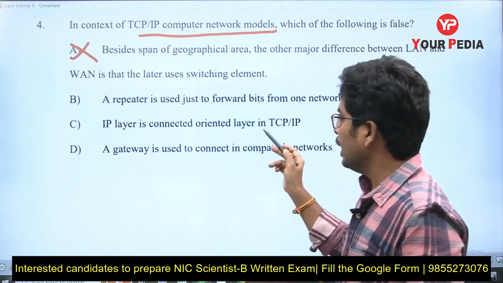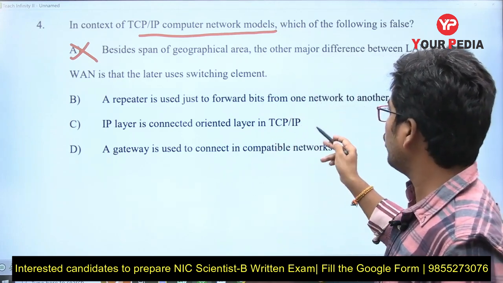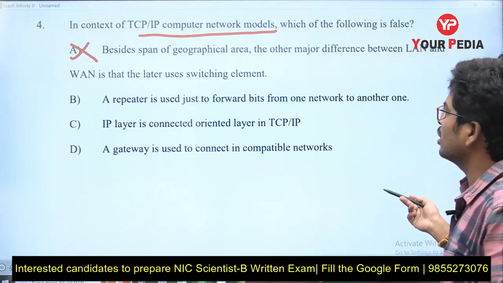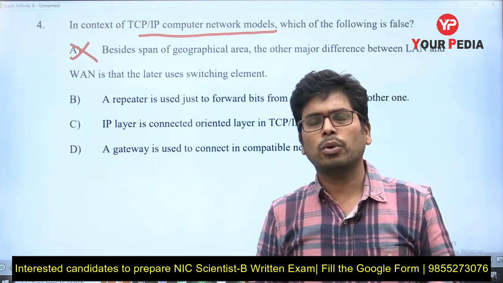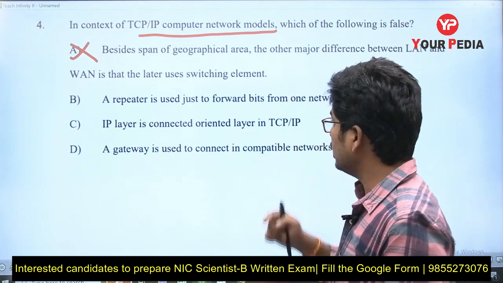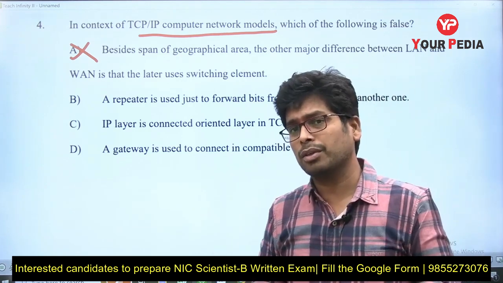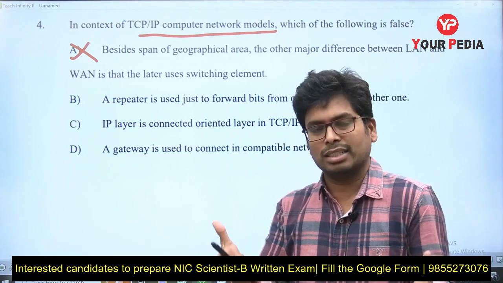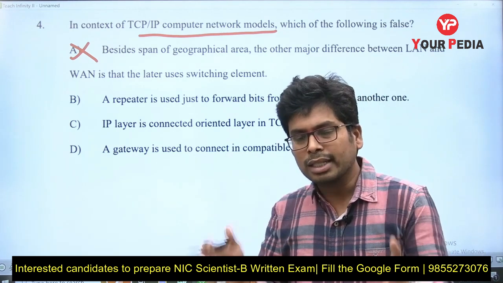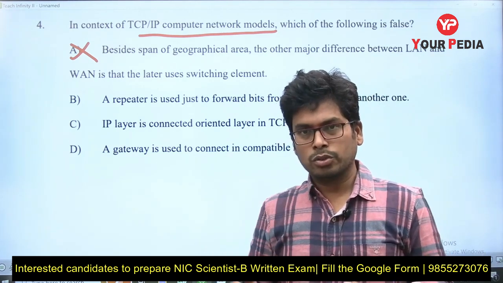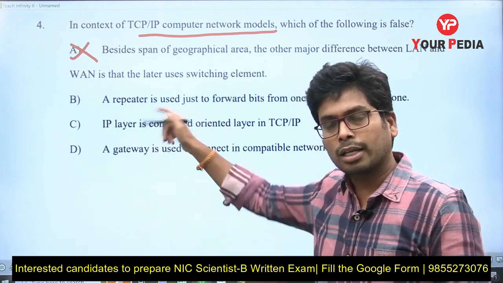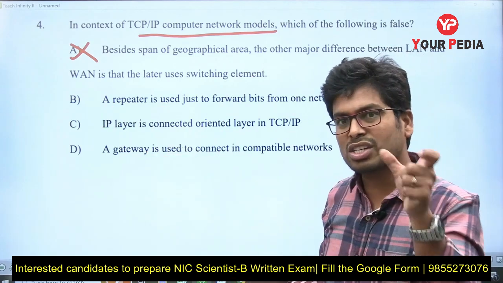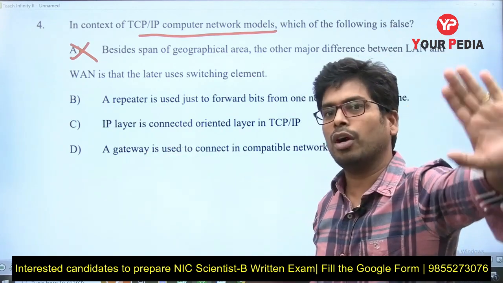Okay, and next, a repeater is used just to forward bits from one network to another one. In the TCP/IP protocol, we are not talking about the network devices. Of course, a repeater is used generally. What is the purpose of a repeater? It will strengthen the signal. It will not simply send the data, whatever bits it received. So the repeater statement itself is wrong, whether it is TCP/IP or OSI. It will strengthen the signal and then it will forward the data.